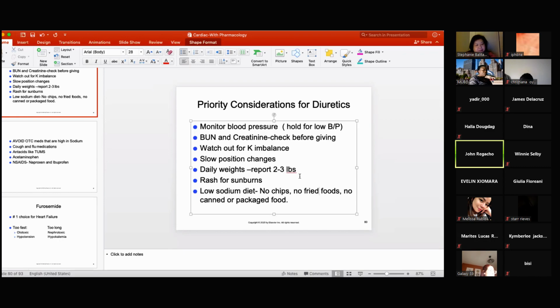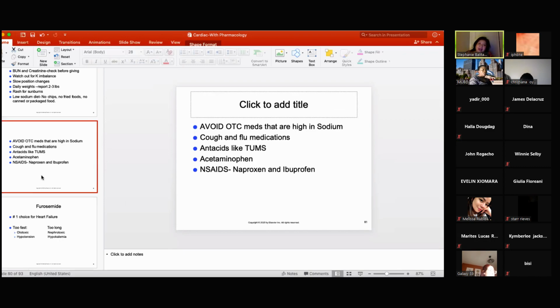Sounds good. Clarification. And then a very interesting fact, I didn't know this, now I do. Avoid over-the-counter medications that are high in sodium. Do you know medications can be high in sodium? Cough and flu medications, antacids, acetaminophen, and NSAIDs, naproxen, and ibuprofen.